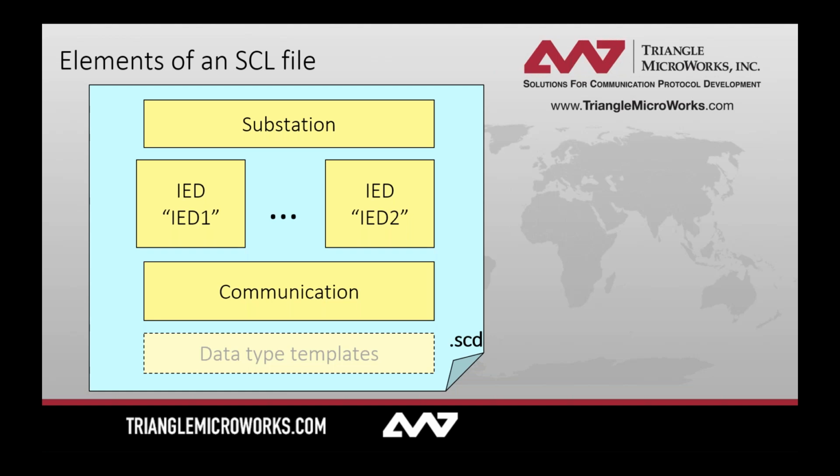The IED section contains the data models and the capabilities of all of the IEDs. This is where DTM will gather the information needed to simulate the 62850 devices. The communication section contains the configuration of the communication network, such as IP addresses, which DTM can then use to set up the TCP IP connections for each device.